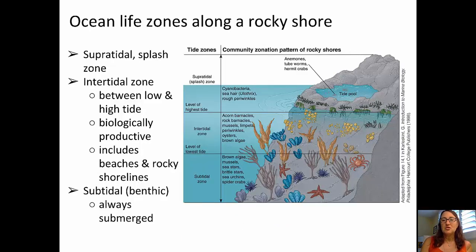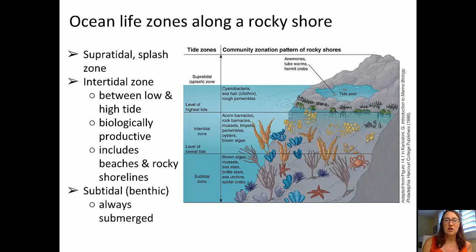We're going to use a rocky shoreline as an example for this first little bit on intertidal zones. The uppermost part of that is called supratidal, so that's the splash zone. And that's an area where at high tide you might have some splash into a tidal pool, which might contain some tube worms or hermit crabs or anemones.